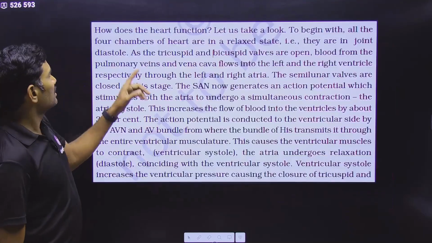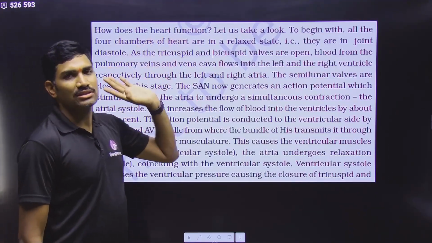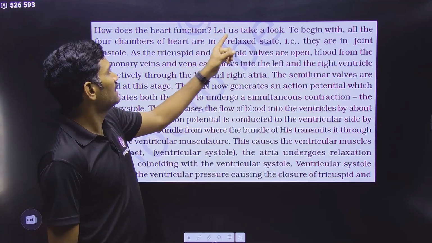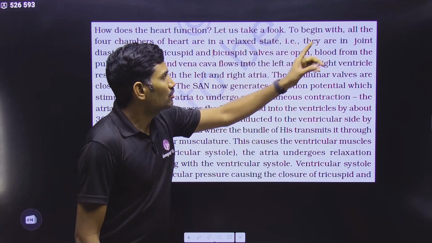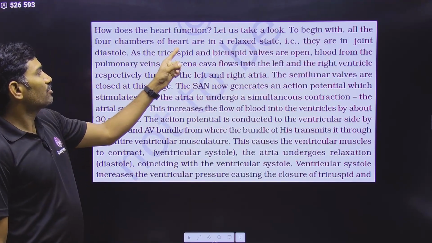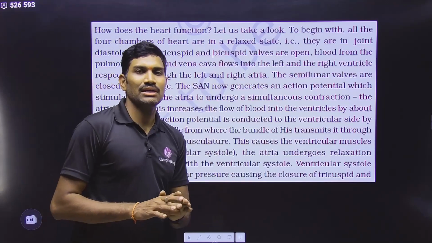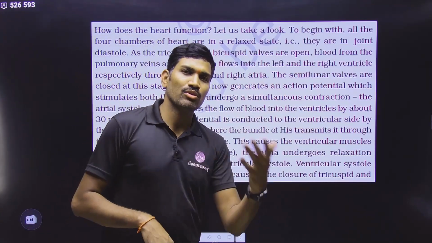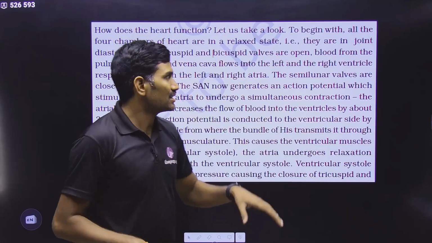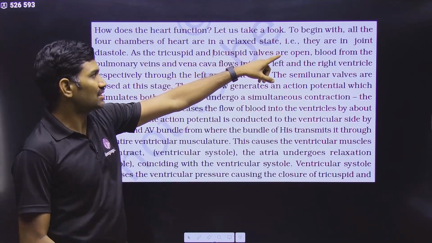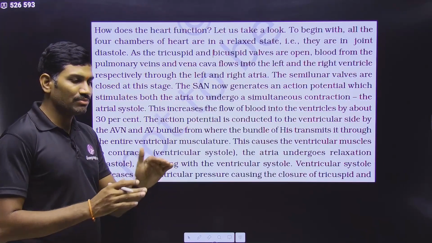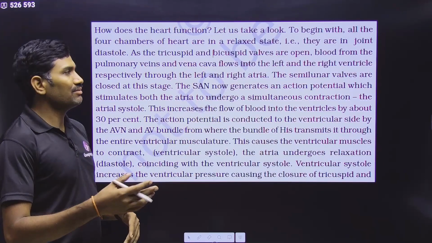Okay, so now let us see how the heart functions. How exactly is the heart functioning? At least some basic points, let us take a look. To begin with, all four chambers of the heart are in relaxed state. First, we are considering the joint diastole stage, where both atria and ventricles are in relaxed state. That particular condition is called joint diastole. From there, we will start the cycle. Then it will be easy for us.